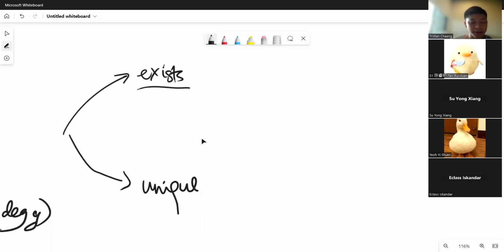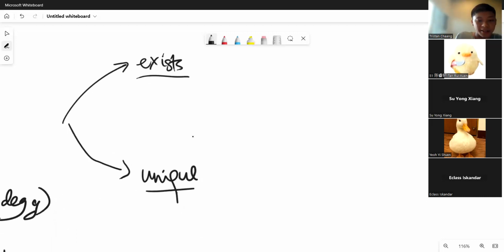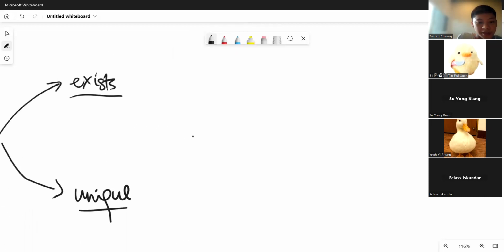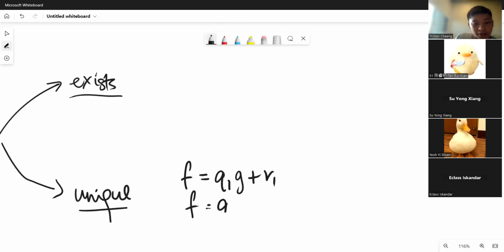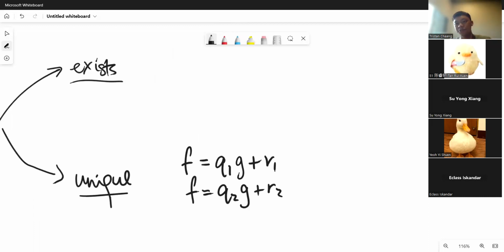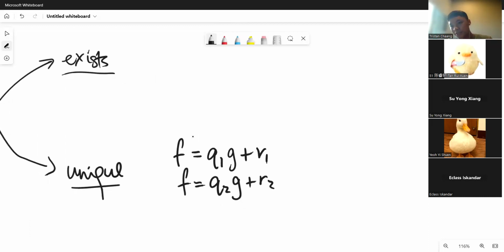And for the uniqueness part, normally it's quite easy to prove uniqueness. So what we can do is that if there were two pairs Q and R, let's say Q1 G plus R1, and another solution Q2 and R2. If there were two solutions, we just have to prove that Q1 equals Q2, R1 equals R2. That means it's unique, right?